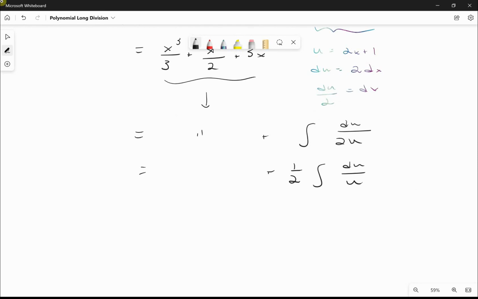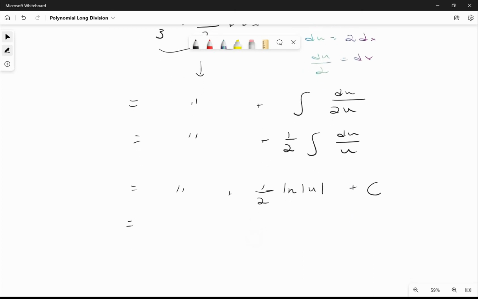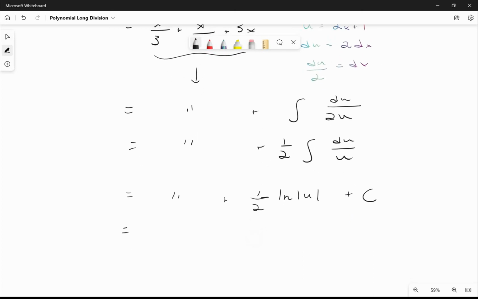And that is just the natural log of u. Right, and we'll add a constant of integration. So we get this integral is x cubed over 3 plus x squared over 2 plus 3x plus the 1/2 ln of 2x plus 1 plus c. Okay. This is an absolute value sign here.